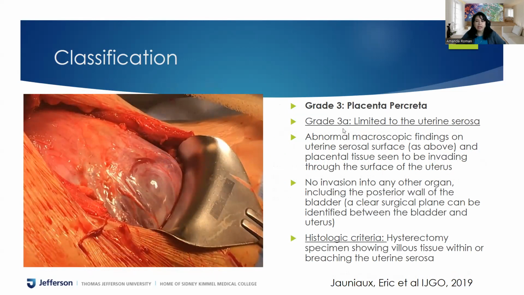Then comes grade 3, or placenta percreta, which FIGO classified into 3 groups: A, B, and C. Grade A is what you see now. It's very prominent. You can see the placenta through the serosa, but it's not attached to any other organs. The placenta is bulging, purple, hypervascular, but there is no invasion into the bladder, bowel, or any other organ. The histology shows villous tissue breaching the uterine serosa, but you can still see serosa.